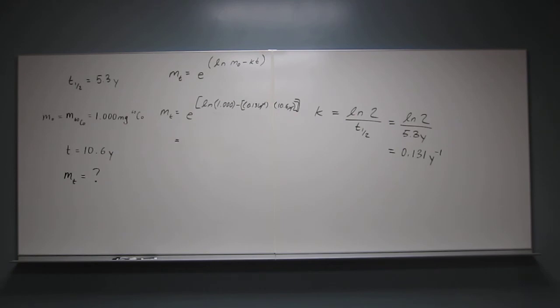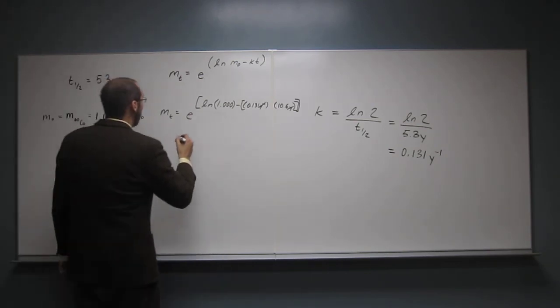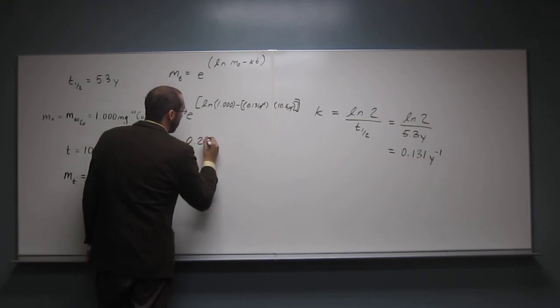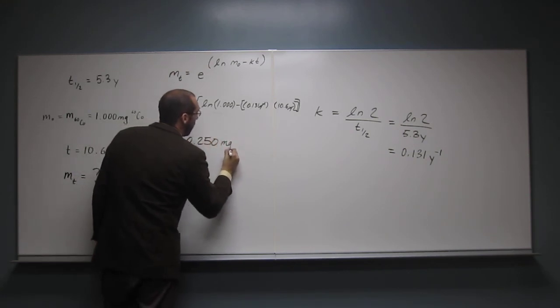So that number times 10.6, and then say, well, the ln of 1, of course, is 0, so it's going to be negative 1.38, and we're going to say e to that number. And we get 0.250 milligrams.